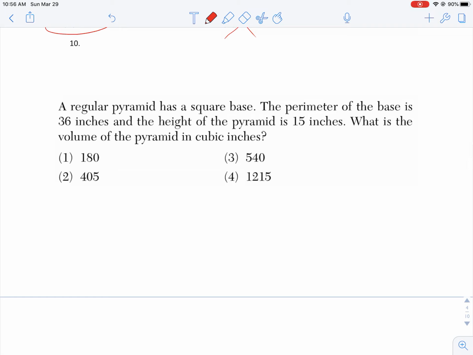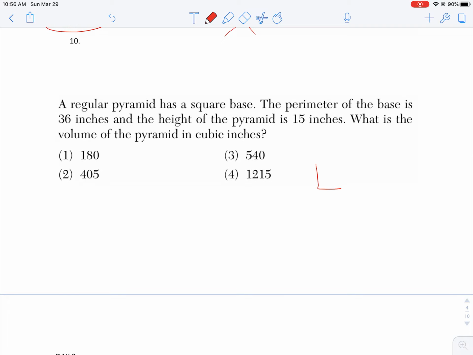That is number 9. Number 10. Ooh, nice. A regular pyramid has a square base. Okay? Which means our base of our pyramid, no, that's not a very good square, is going to have all the sides the same. Which is nice. So the perimeter of the base is 36 inches. So they give us the perimeter.